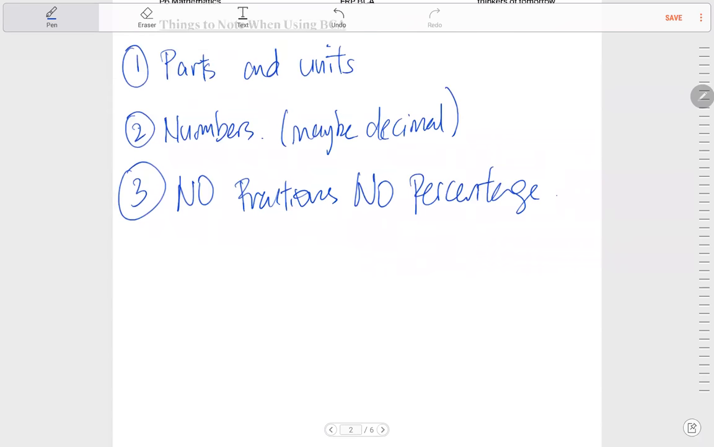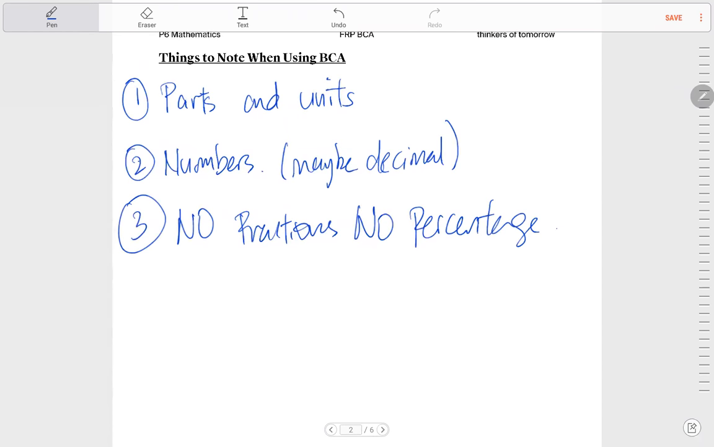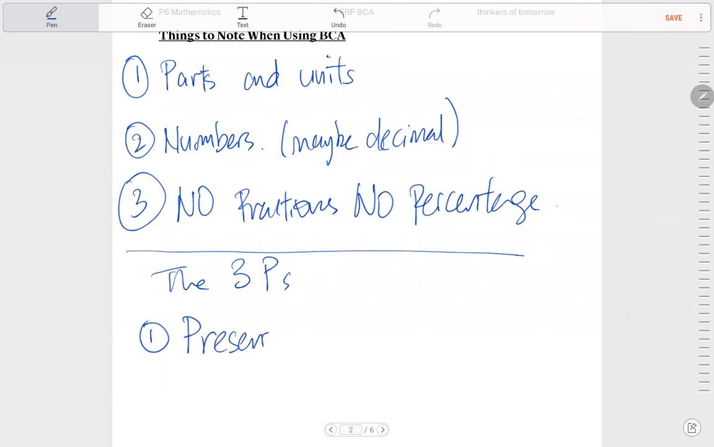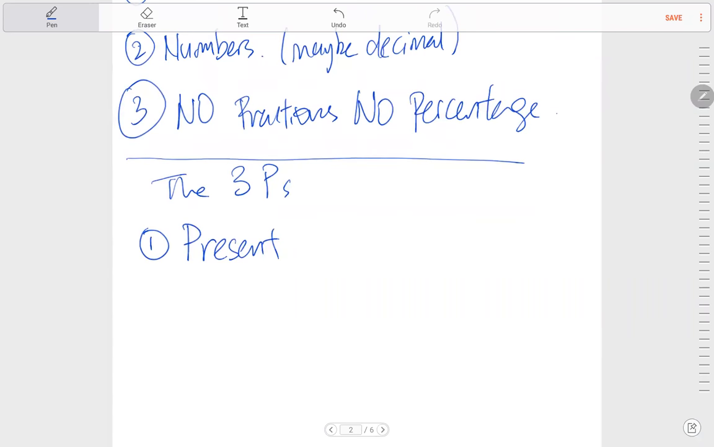Okay, the three steps when applying the BCA method. This is the three P's that I teach over at Pink Teach Academy, or what I tell my teachers to ensure that students are doing. Okay, the three P's. The first P is what we call present. What are you presenting? You are presenting the information in a table. So you read the question, pull up your table, and start putting in the ratio. Start putting the parts, the units, and numbers. That's it. That's all I need. First step, present. Whatever you see in the question, you just present those data inside the table.